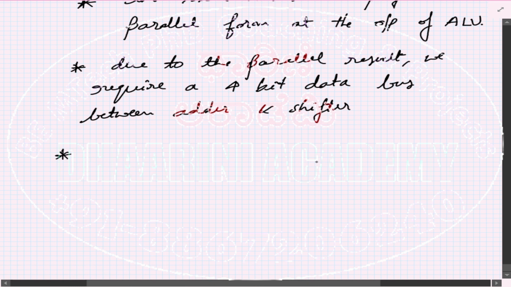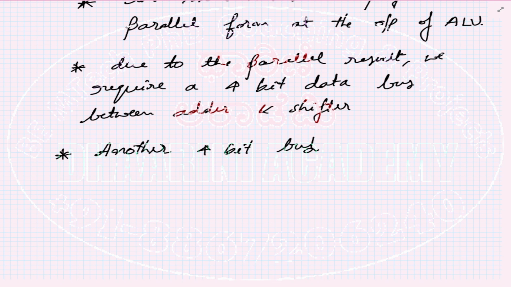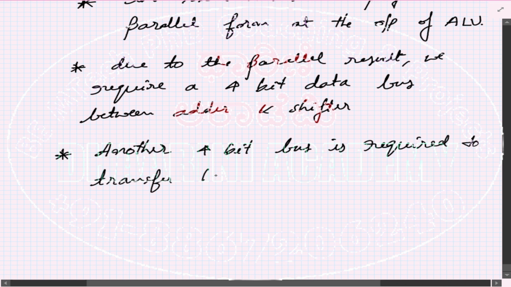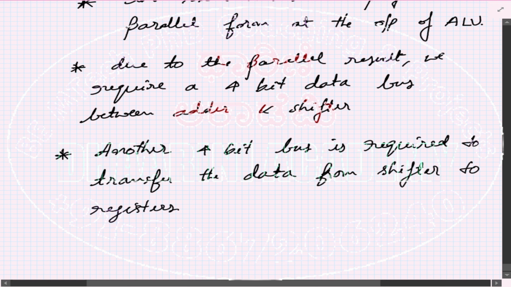And you also require another 4-bit bus. Okay, that is for a connection between the shifter to the register array. All right, so another 4-bit bus is required to transfer the data from the shifter to the registers. So these are the requirements.